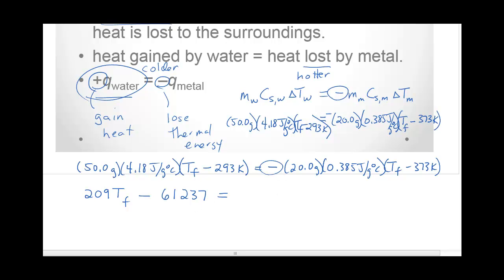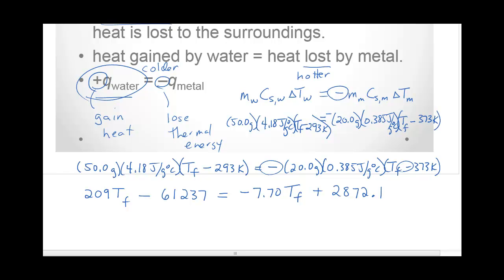Now note the negative sign. So this is going to be negative 20 times 0.385 times T final. That's going to give us a negative 7.7 T final. And then a negative times a negative is a positive quantity. I get 2,872.1. All right, almost there.